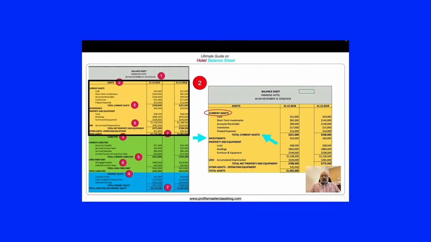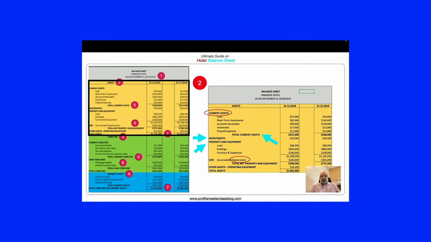The next category of assets is investments. Investments are monies placed by Paradise Hotel on real estate or equity stocks in order to earn a return on investment. The next type of asset, and a very important one at that, is property and equipment. As you can see, the categories here are land, buildings, furniture, and equipment. Buildings particularly represent the guest rooms of the hotel, which actually produce the room revenue. So property and equipment are long-term assets compared to current assets, which are short-term assets.